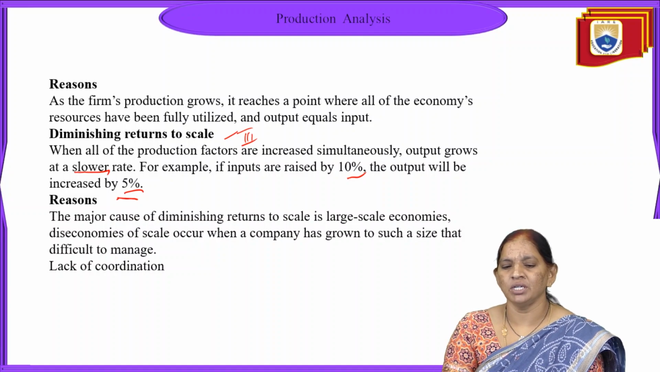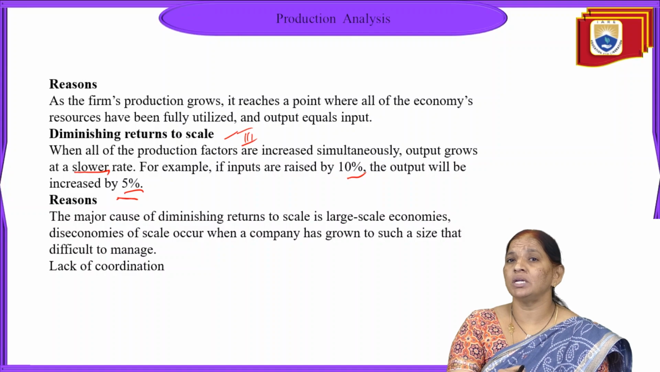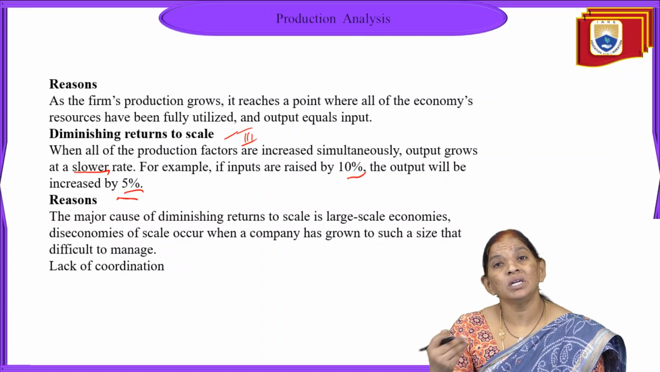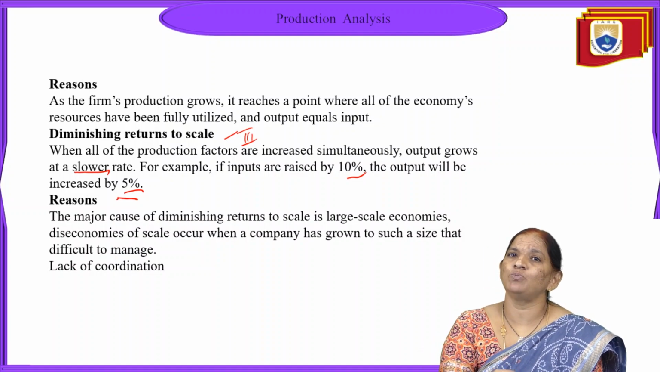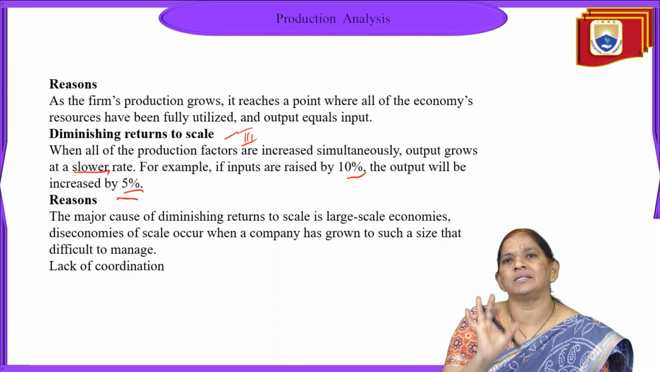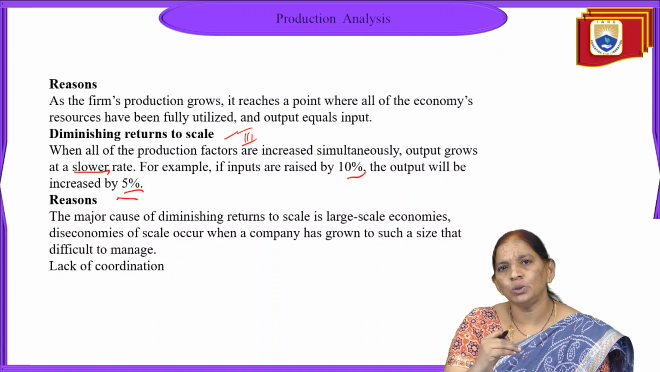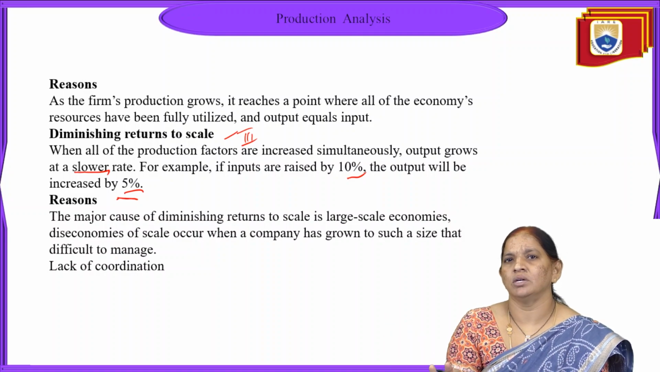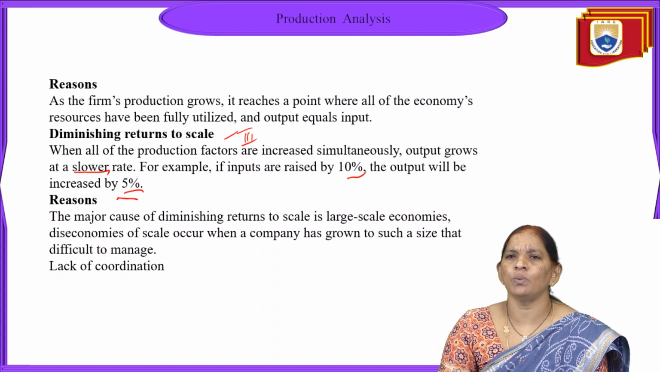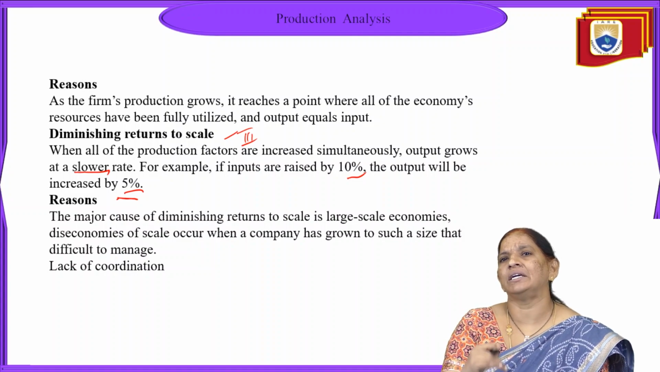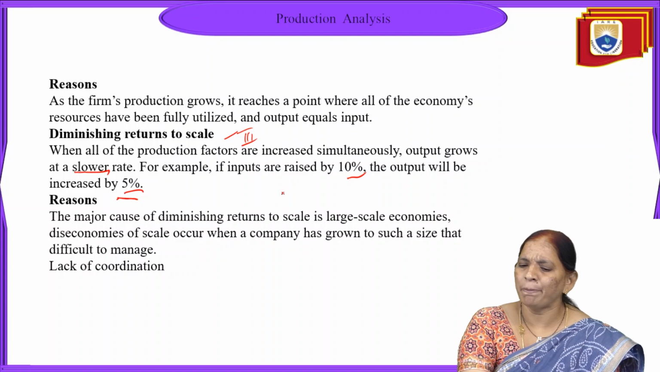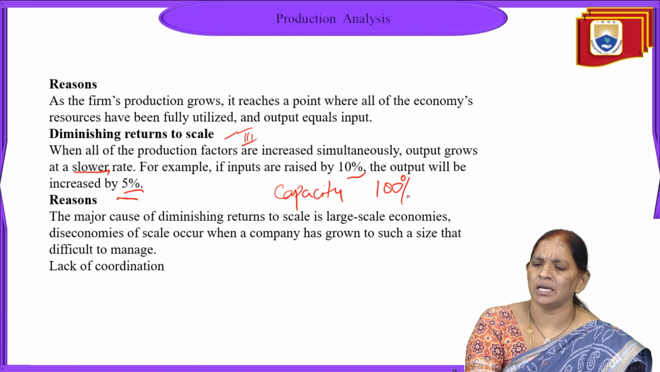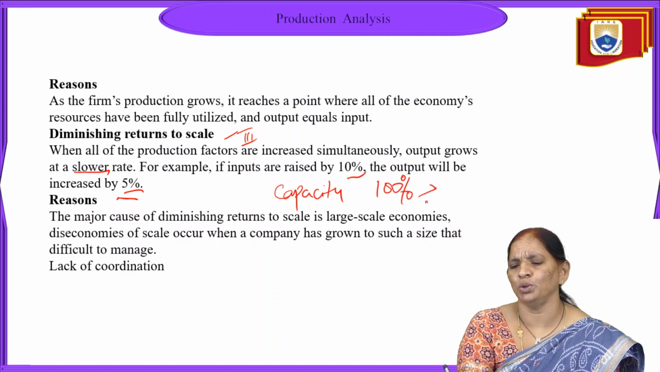The major cause for that, as I already said, is diseconomies of scale, whereas economies of scale means enjoying the internal advantages by increasing the production. What are diseconomies? When production has reached a certain stage, all the internal advantages are exhausted, meaning fully utilized. After that there is no scope to utilize any internal advantage in the production, meaning the capacity is exhausted, 100% utilized.